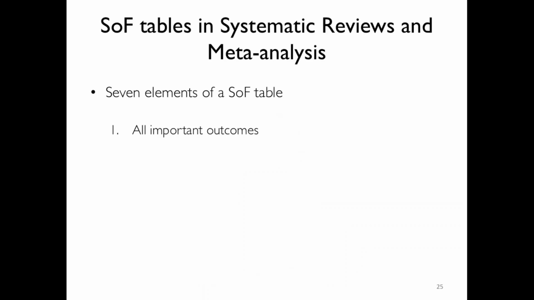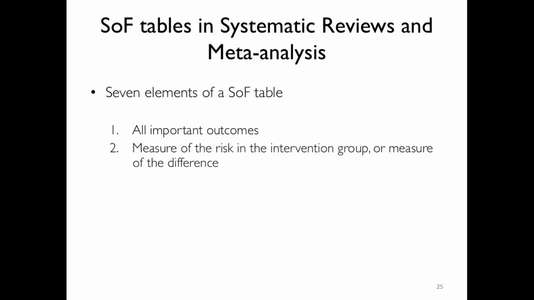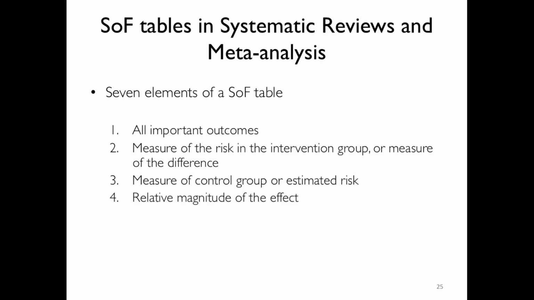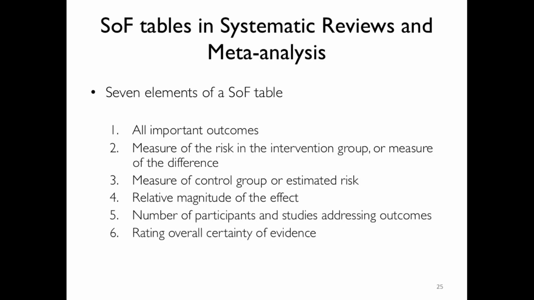A summary of findings table should list all of the important outcomes, that is, the outcomes that are relevant for decision making, a measure of the risk in the intervention group, or a measure of the difference, ideally both, a measure of the control group or the estimated risk in a typical population. I mentioned the relative magnitude of the effect. And then the number of participants in studies addressing relevant outcomes, because that may obviously differ for a systematic review with regards to what information is available for an individual outcome. And then a rating of the overall certainty of the evidence.